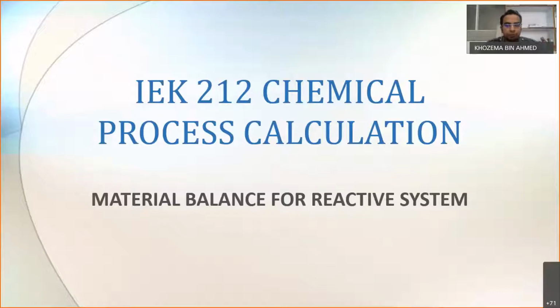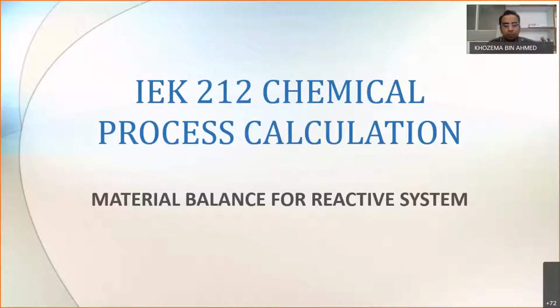So in our previous classes, we have looked at mass balance for non-reactive systems, where we did examples for mass balance for single unit and multiple unit. So for today, we're going to be continuing our next topic, which is going to be mass balance for reactive systems. Meaning that here we'll be looking at examples of how we do mass balance when we have chemical reactions.